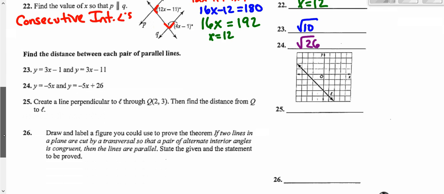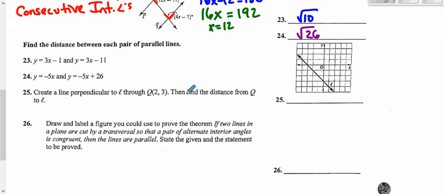So here it says create a line perpendicular to L, so here's L, through the point 2, 3. Let's go ahead and get that point. Now, what we want to do is determine the slope of line L. So the slope of line L, and I'm going to start with a point that I can see. So here's a good point, and here's another good point right next to each other. That's going to be a slope of negative 1.